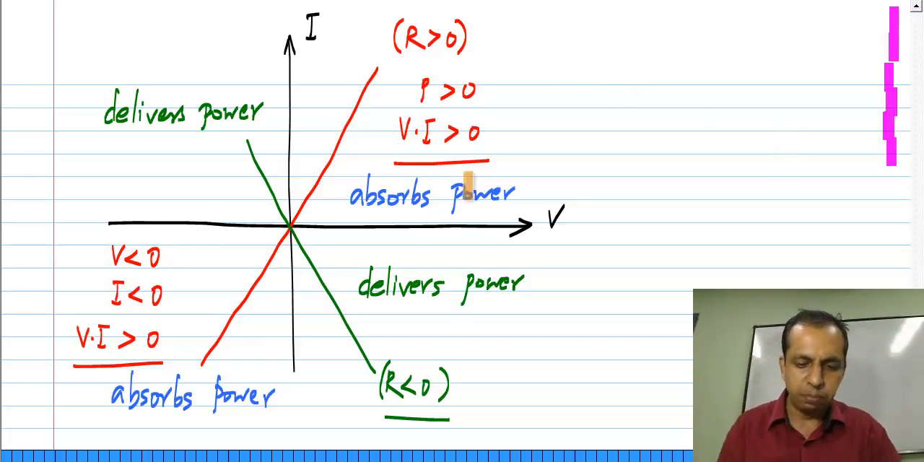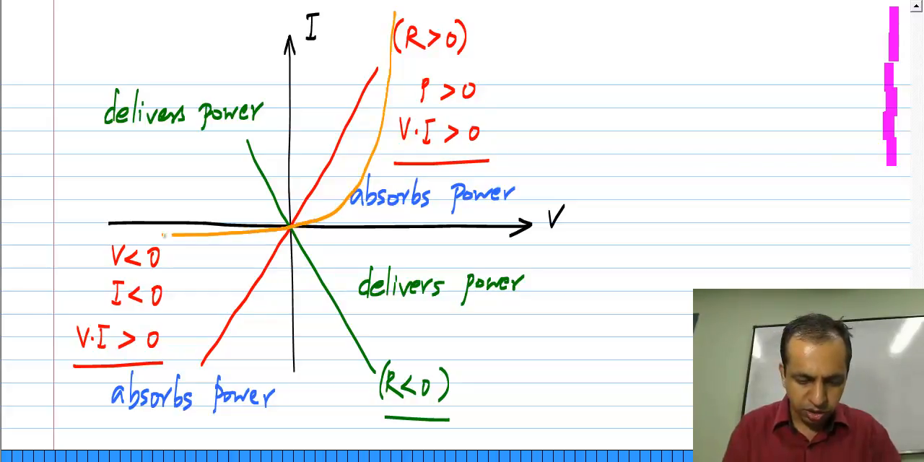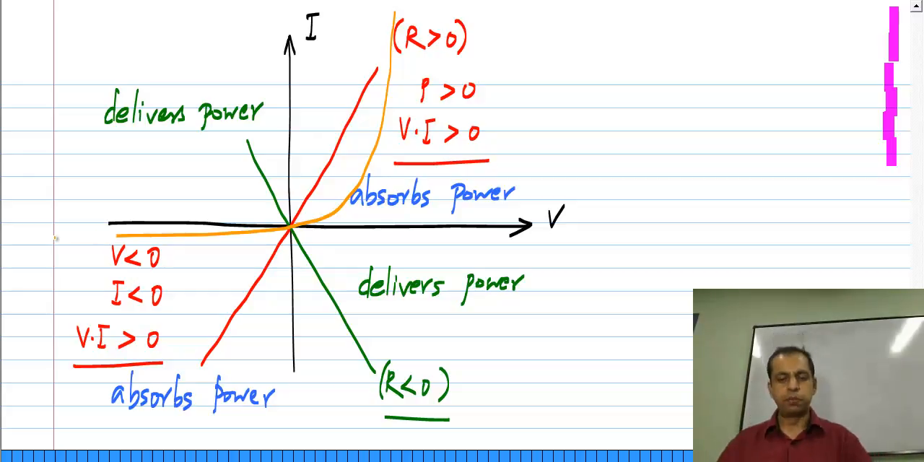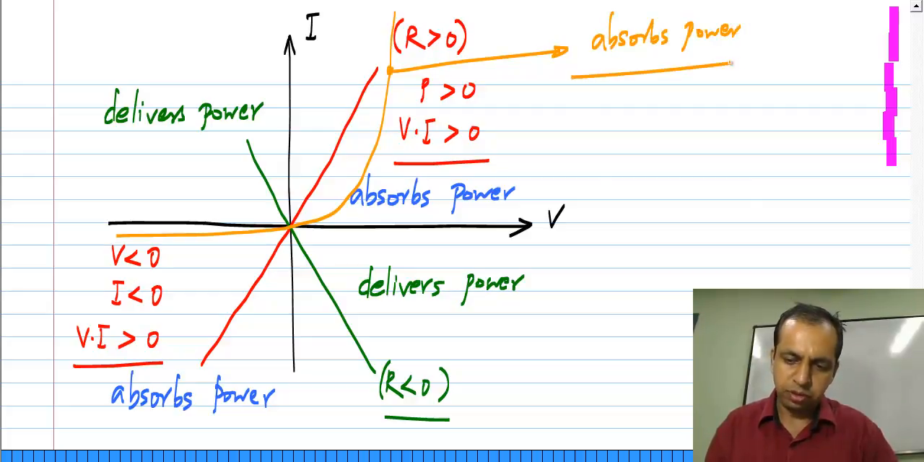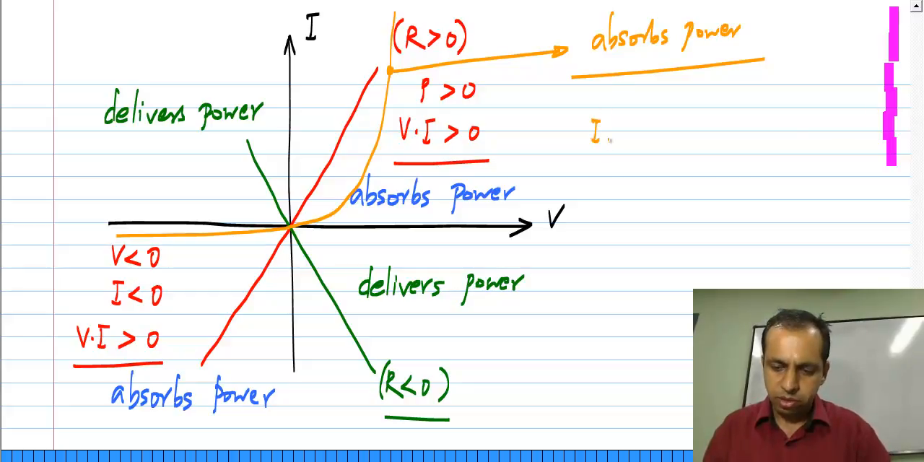So, let me draw one such example here. Okay. This element may be familiar to some of you. There is something called a diode, and its characteristic passes through the origin, and it looks something like this roughly. Okay. It is nonlinear. So, it is harder to analyze circuits with diodes, but one fact is certain, that because the characteristics lie only in the first and third quadrant, this also absorbs power.